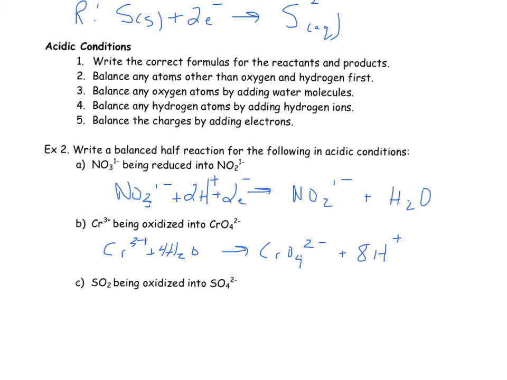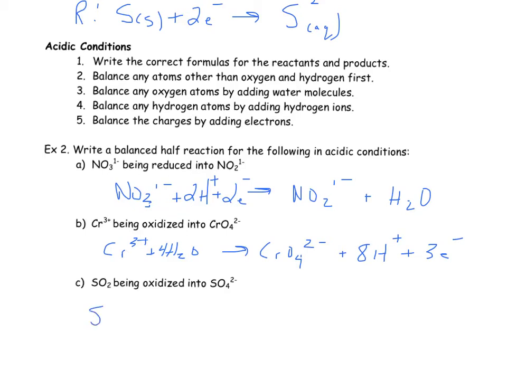Let's check out the net charge on each side. I have a 3 plus on the left. On the right hand side I have an 8 plus and a 2 minus. That gives me a 6 plus. In order to knock that down to a 3 plus, I need 3 electrons on the right hand side.